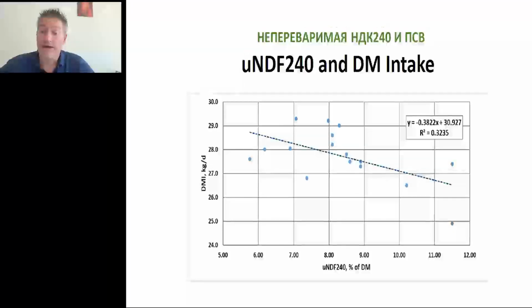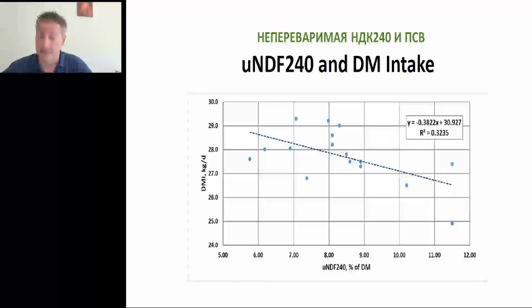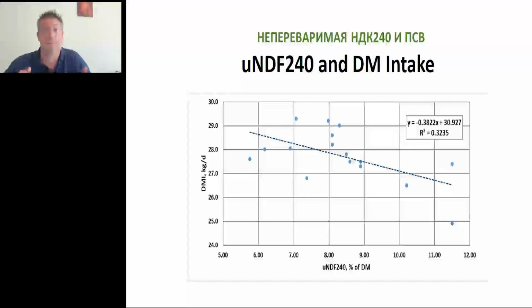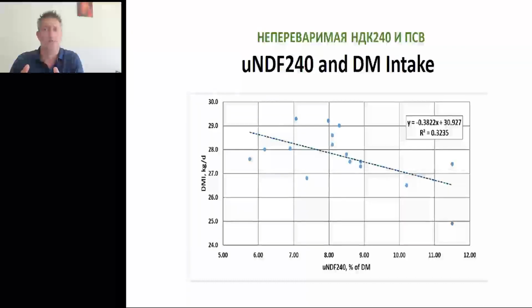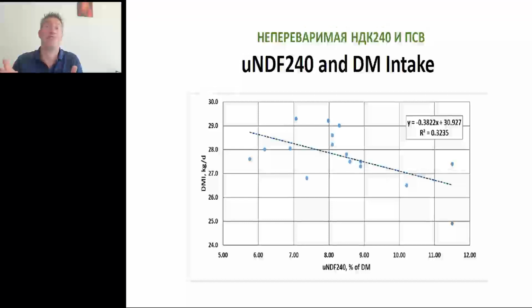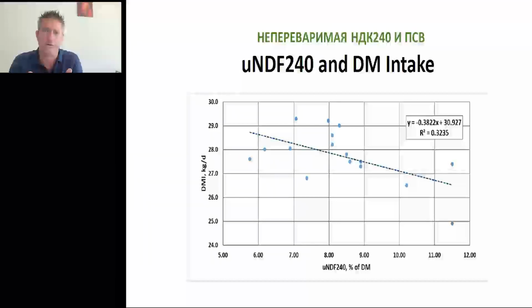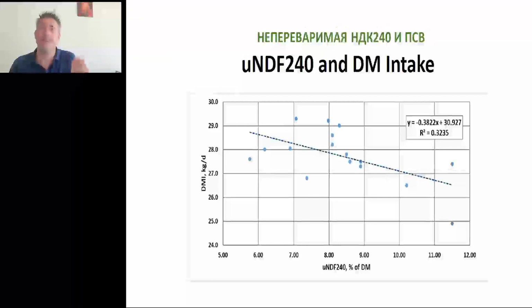This is the graph where I have shown that with the increase from 7 to 8 to 9 to 10% of the undegraded NDF in 10 days, I have a reduction of dry matter intake. It's because the fiber is not well digested, because I have cut it too late because of weather conditions, and my plant has passed. That's why the content of lignin is much higher and less digestible.